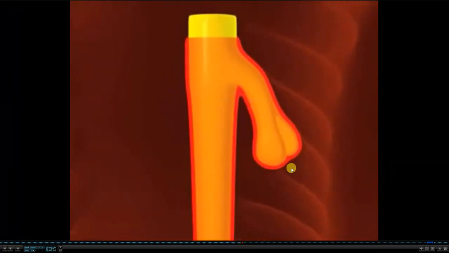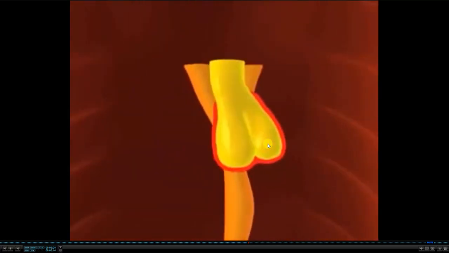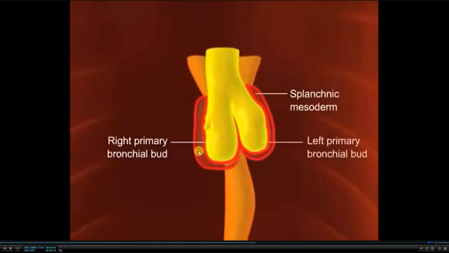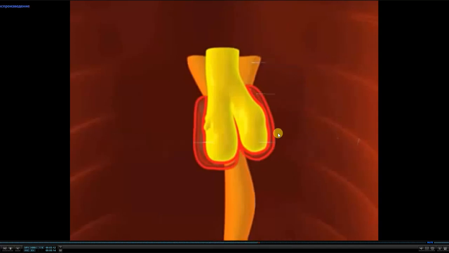And then the bronchial buds keep dividing. The right one splits into 3 portions, the left one splits into 2 portions, and the splanchnic mesoderm divides into 2, forming the visceral and parietal pleura.